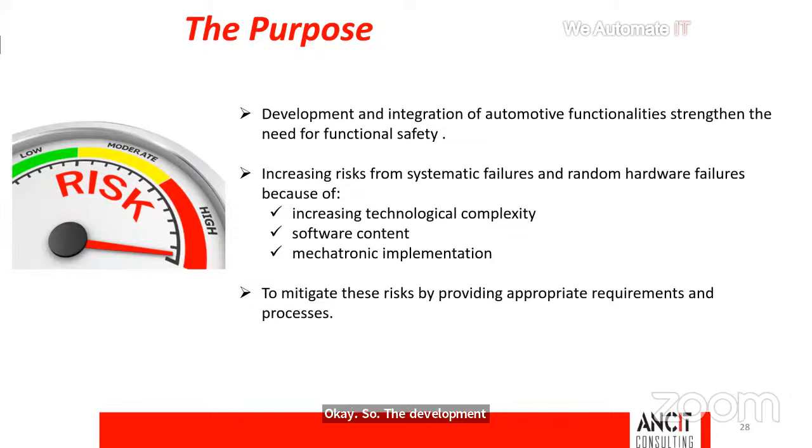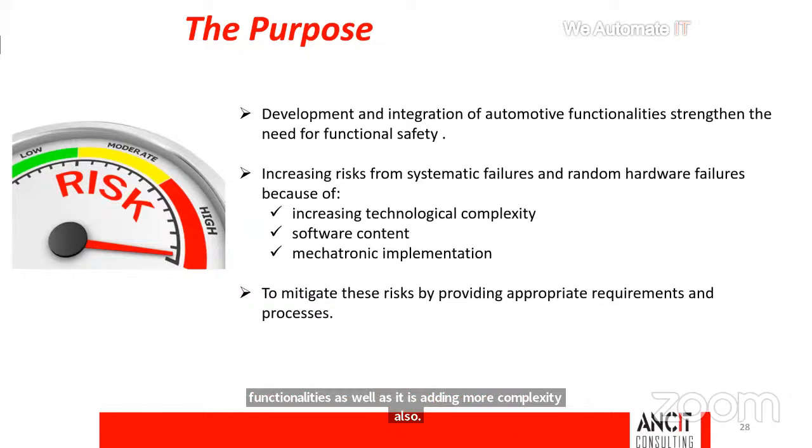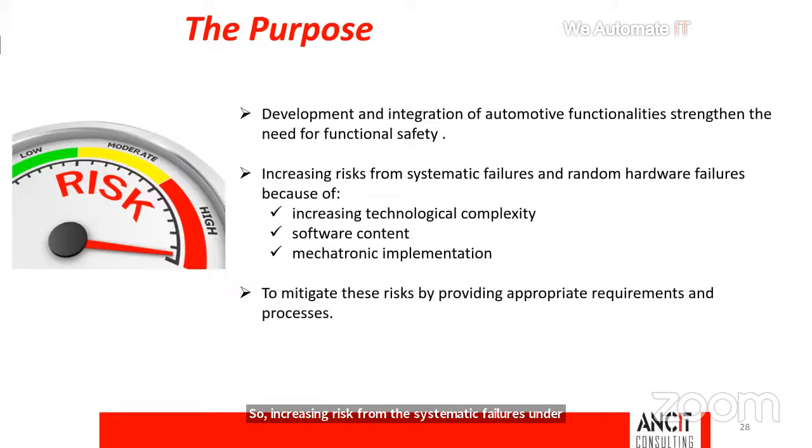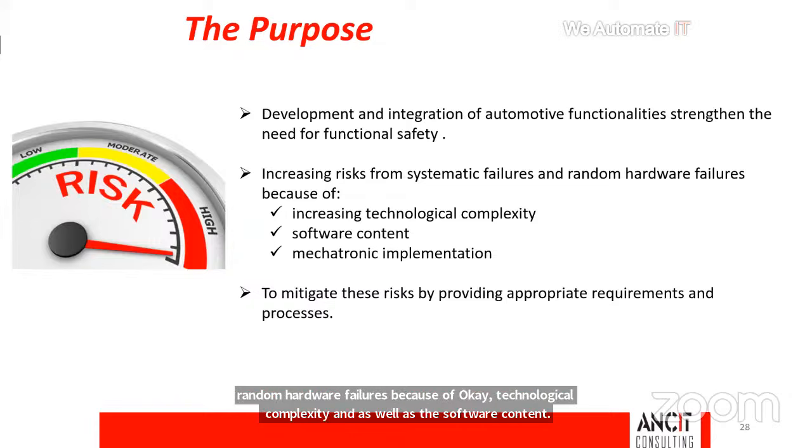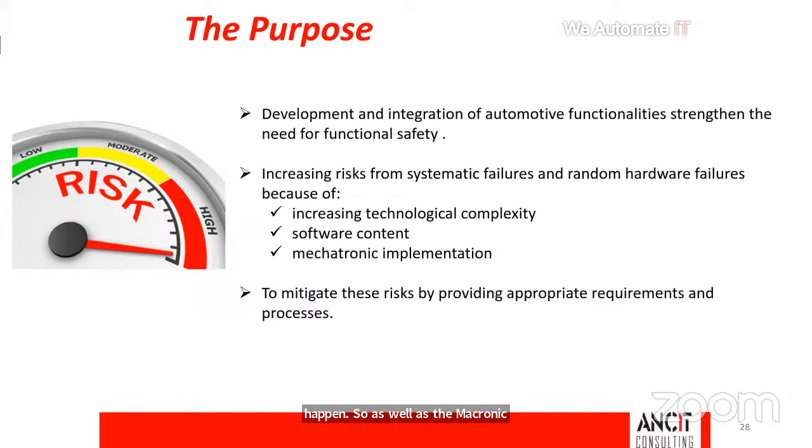The development and integration of automotive functionalities strengthen the need for functional safety, because you can see that every day there is some development and integration happening in the automotive industry. It is increasing the ECU count to add more functionalities, as well as adding more complexity. So there is increasing risk from systematic failures and random hardware failures because of increasing technological complexity, as well as the software content. We need to write a lot of software to make that happen, as well as the mechatronic implementations. So to mitigate these risks, we provide appropriate requirements and processes. The requirement is the main thing.